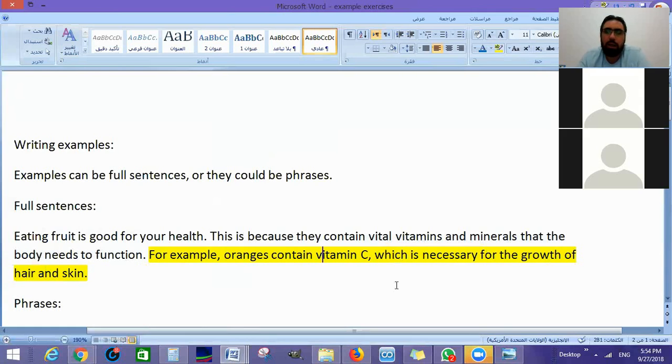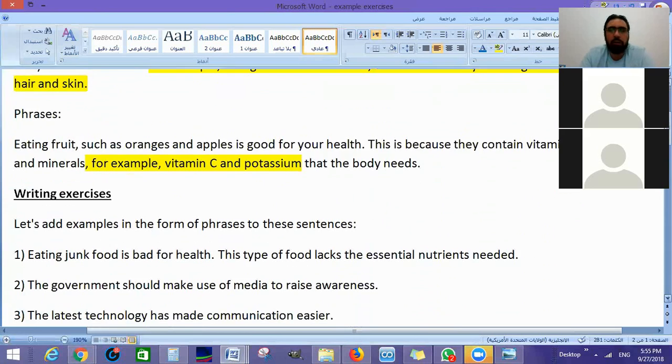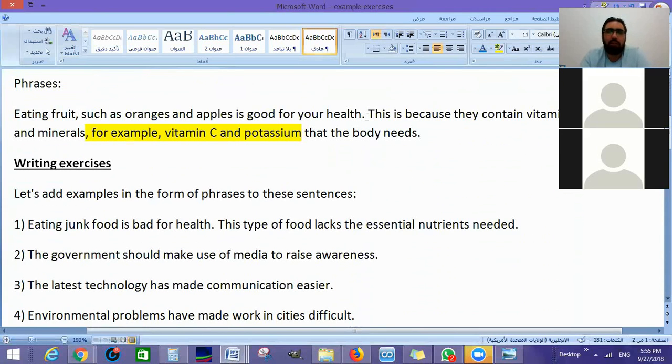So here we have something that's necessary. Vitamin C, for example, is necessary for growth. So that's a function, growth there. Okay, so this is an example of a full sentence. And then we have phrases. So we're going to take a look at the same one. We have eating fruit, and here we have an example, such as oranges and apples is good for your health.